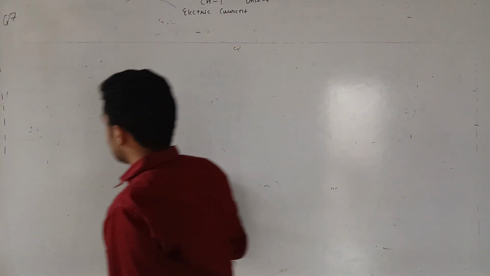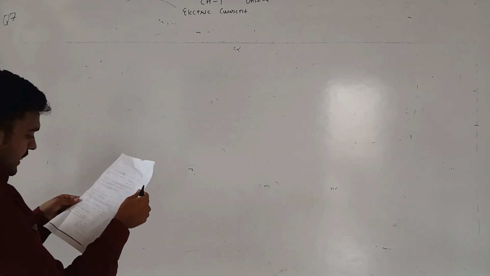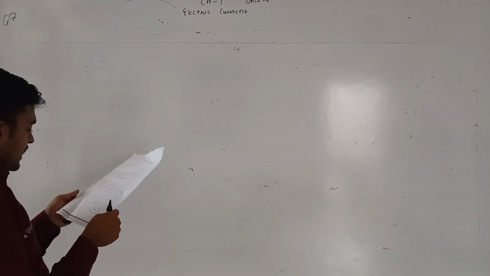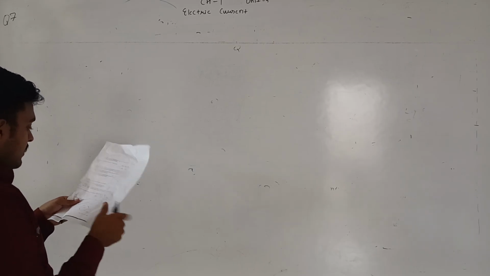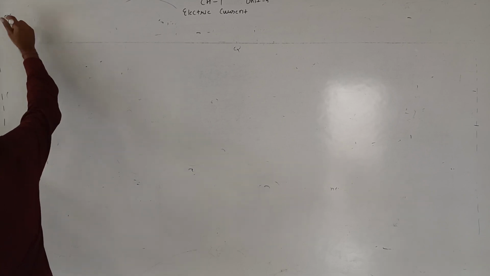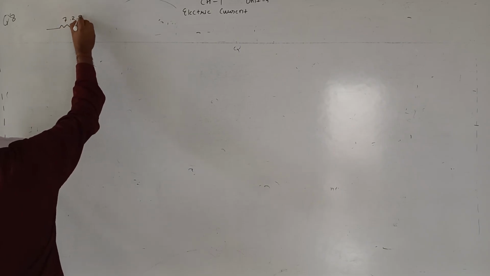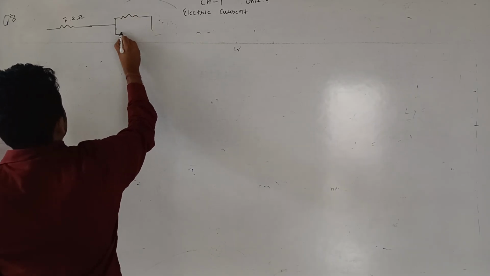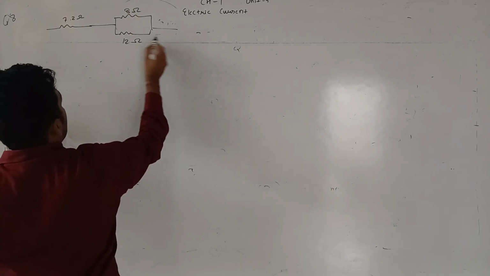Now we'll move to the next question. So next question is question number 8. 3 resistances are connected to a 6-volt battery as shown. So question number 8, we have a circuit. So this is 7.2 ohm resistance. Then we have 2 resistances which are in parallel to each other. The 2 resistances are 8 ohm resistance and 12 ohm resistance.